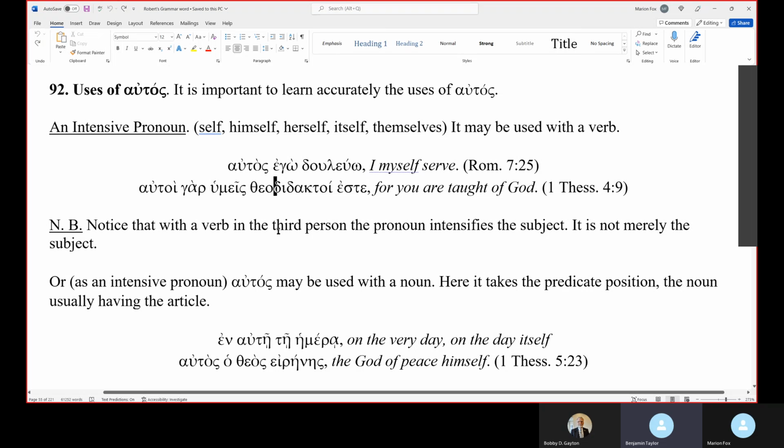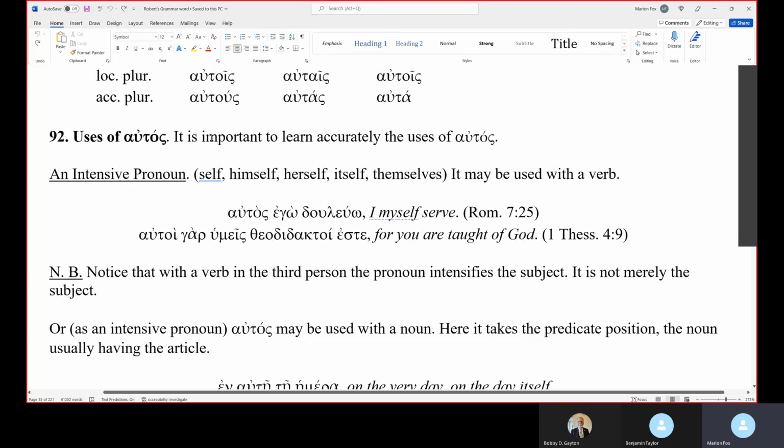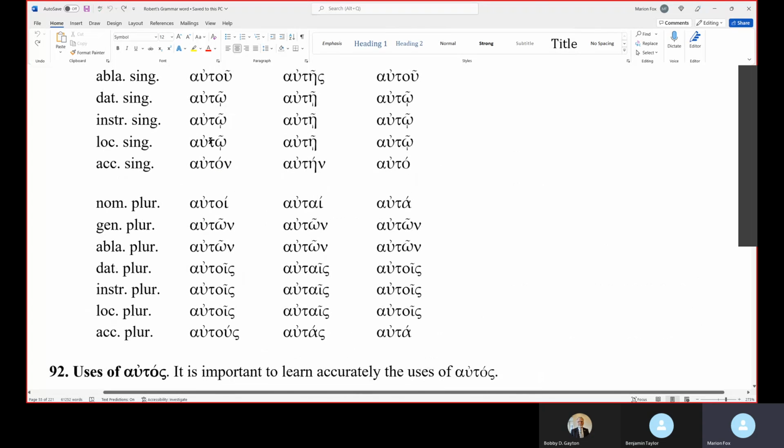So I'm just trying to understand on Romans 7:25. What is autos meaning there? Myself. I myself serve. And maybe I misunderstood that it always means a third person pronoun. I guess it can refer to first and second person as well in an intensive. When it's in the nominative case, it'll refer to the first person. The other cases, it'll refer to the third person. Okay. All right. Thank you for the clarification. That's the difference.